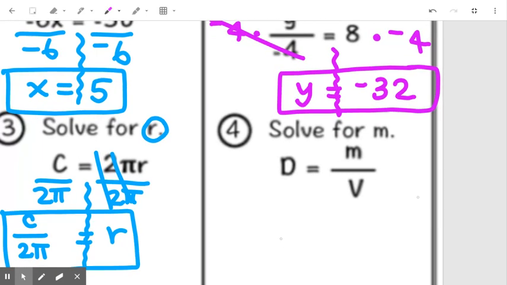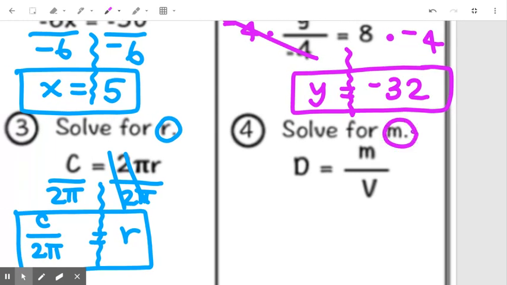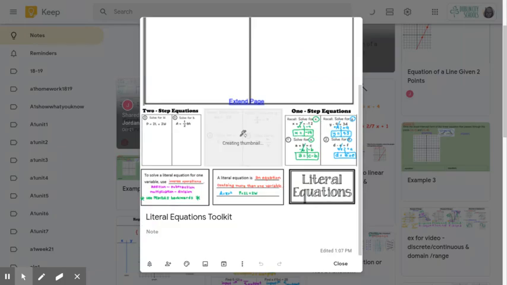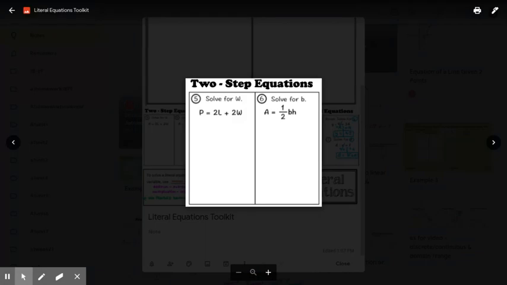Down here on the bottom, if I'm solving for m, I can see that my m is in the numerator of my fraction. I'm dividing by v, so to undo that, I multiply both sides by v, that's the inverse operation, and vd equals m. That is my equation. Okay, now moving on to two-step equations.